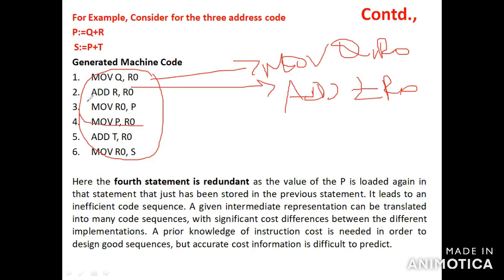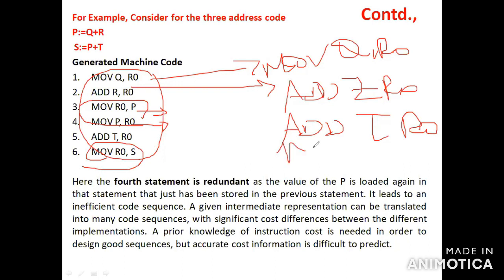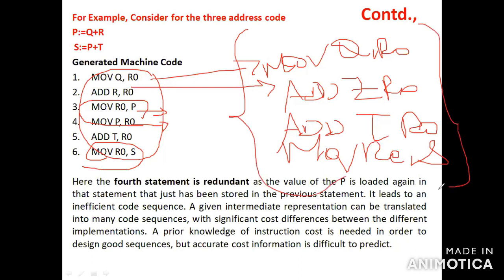Then it is not okay. Both of these are not used, this is redundant, so you have to avoid this statement. Then add T comma R0. Then the last one is move of R0 comma S. It's correct, it is efficient. So this is for the final statements.